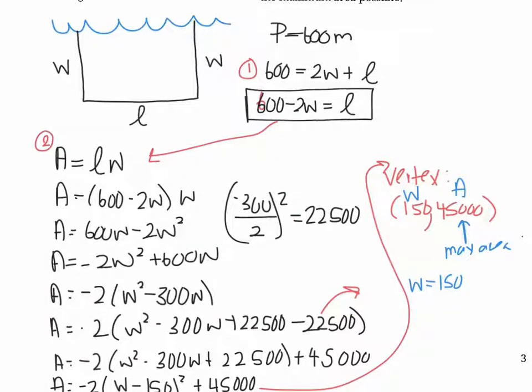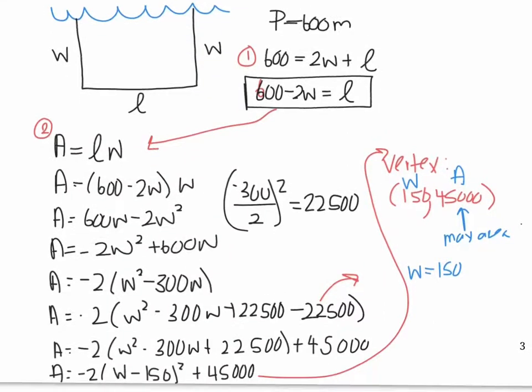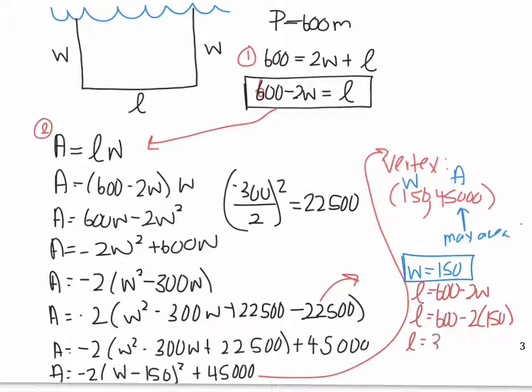So we're going to write down that we know the width, and we know that the length is equal to 600 minus 2W. The length is equal to 600 minus 2 times the width, which we know is 150. And we know that the length is going to be 300. So that is our conclusion.